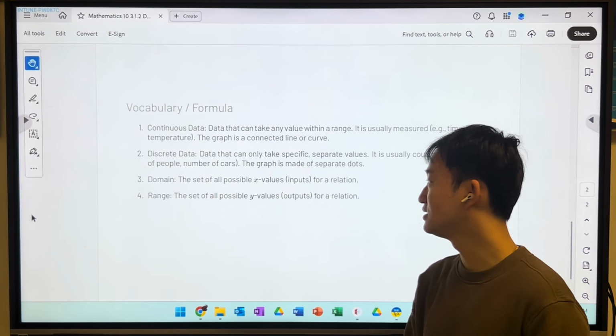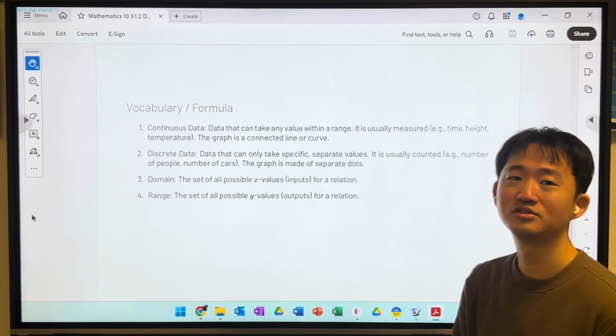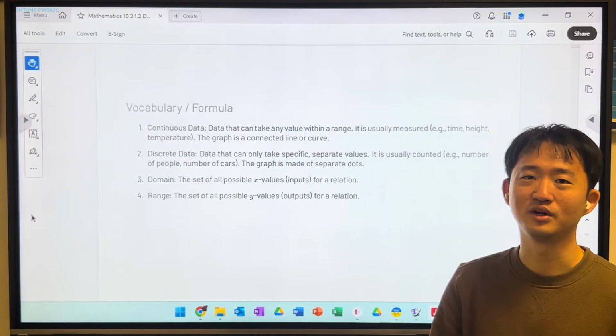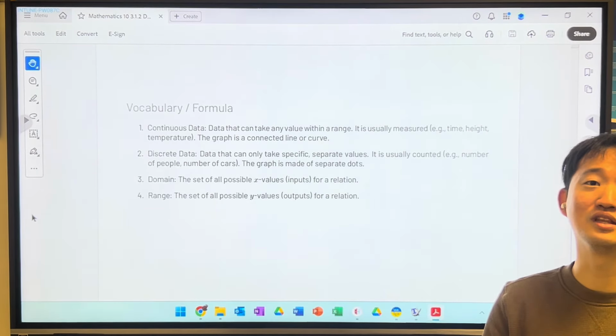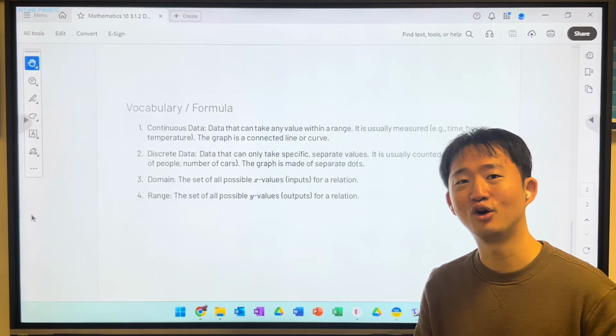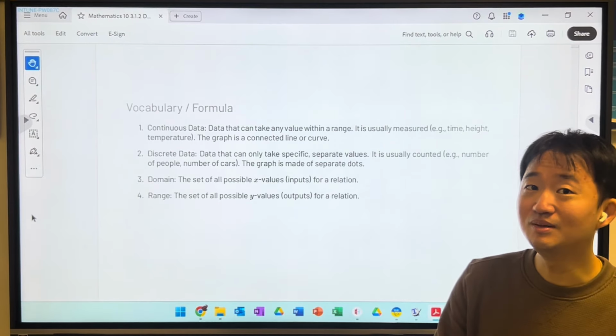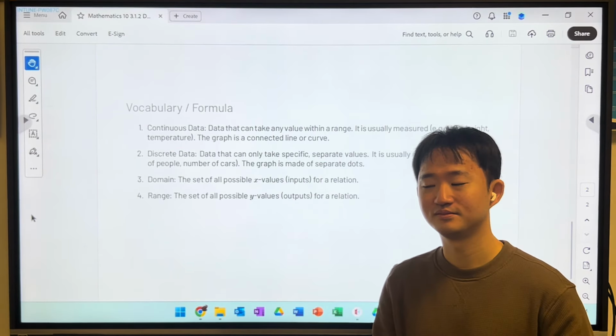Domain and range, as we said, are the set of all possible x values and y values. In other words, the domain is the set of all possible values for the independent variable, and the range is the set of all values for the dependent variable.